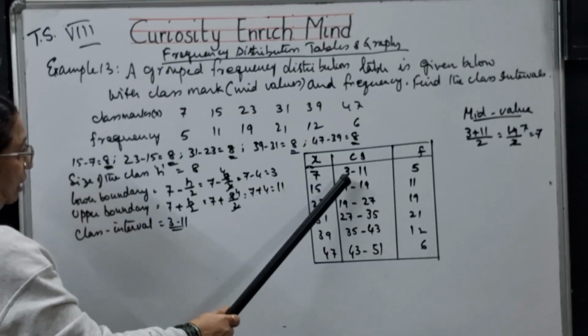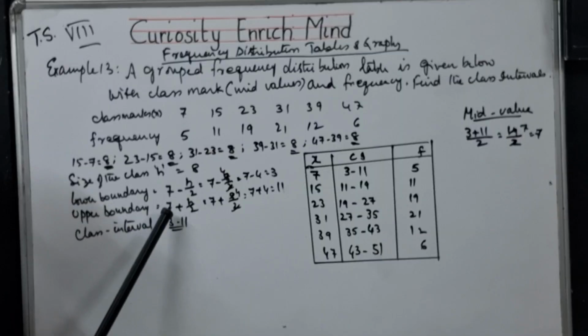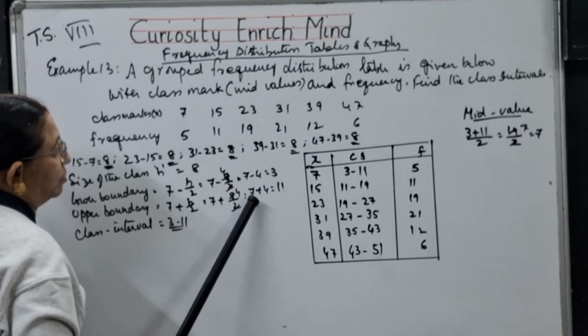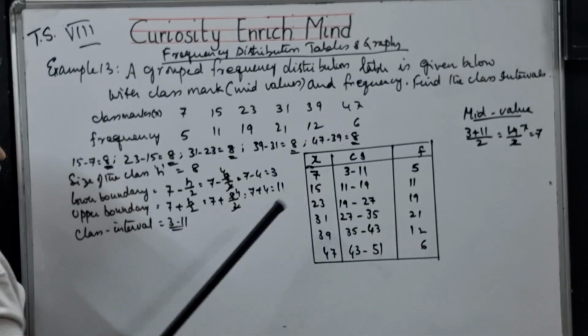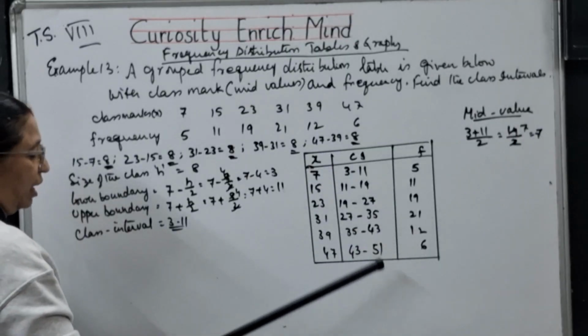Now, this is 3, I have got this value. I want the upper boundary. That means 7 plus h by 2, 7 plus 8 by 2, 7 plus 4, that is 11. So, the first class interval I have got is 3 to 11.